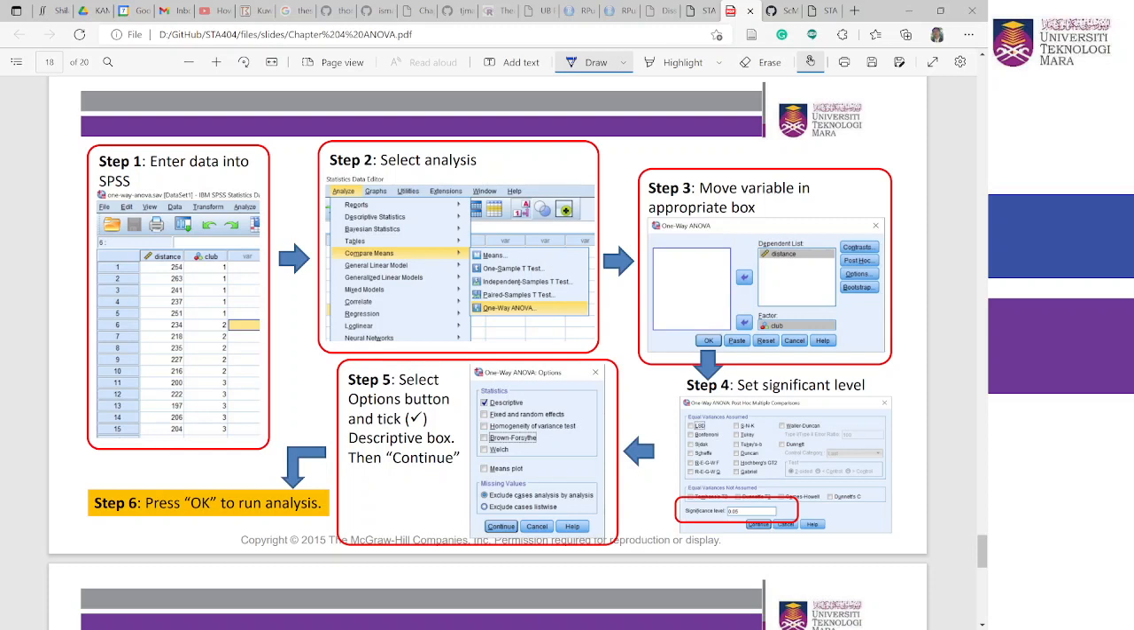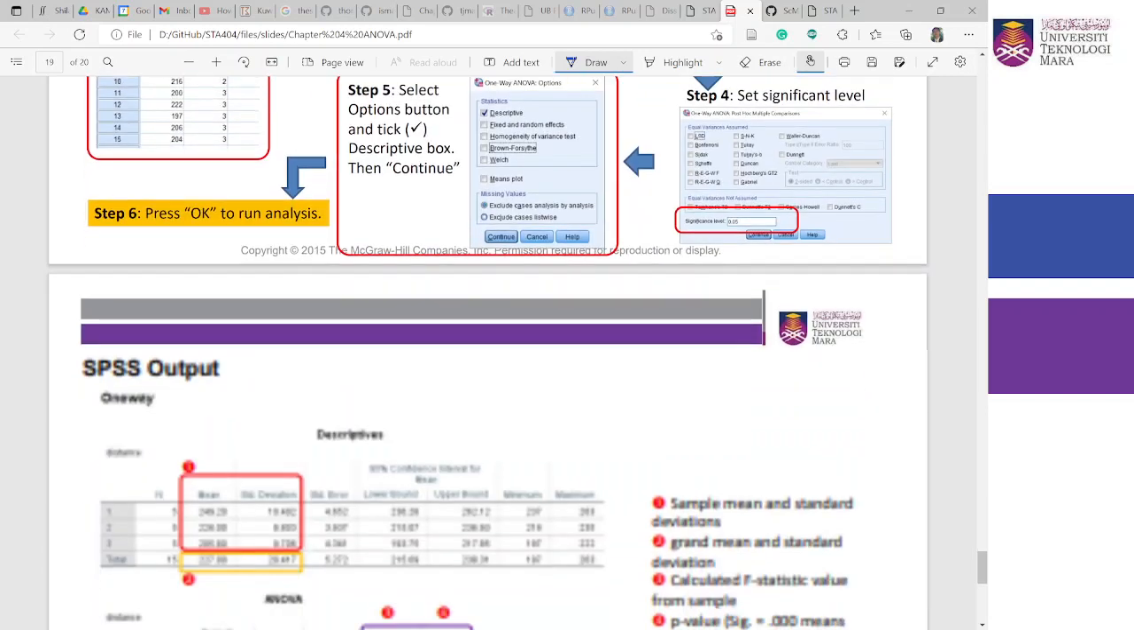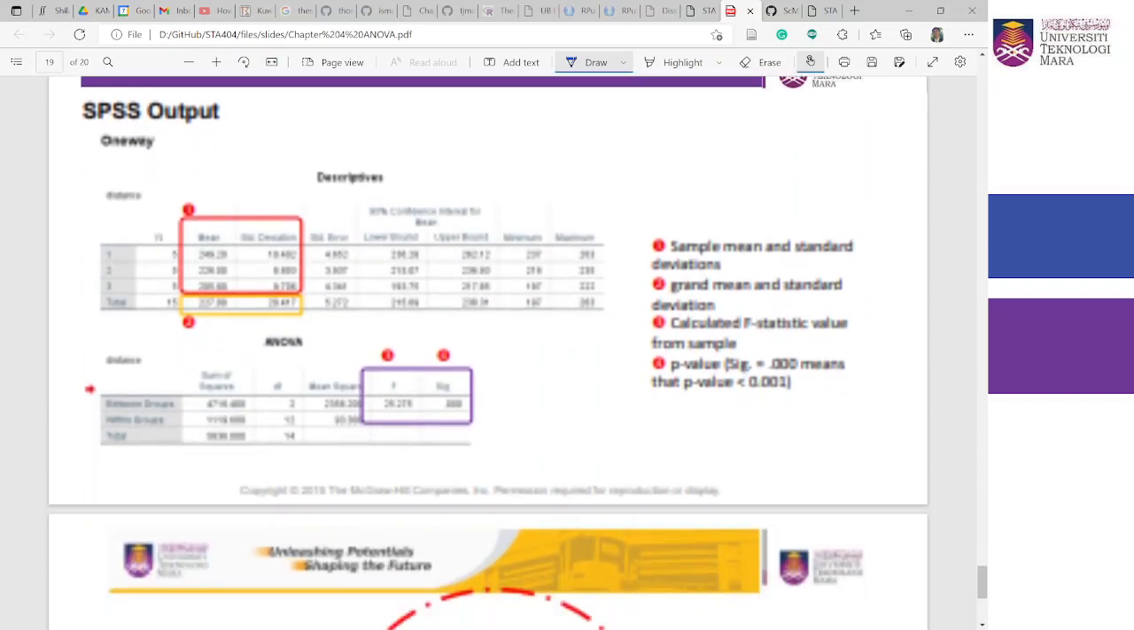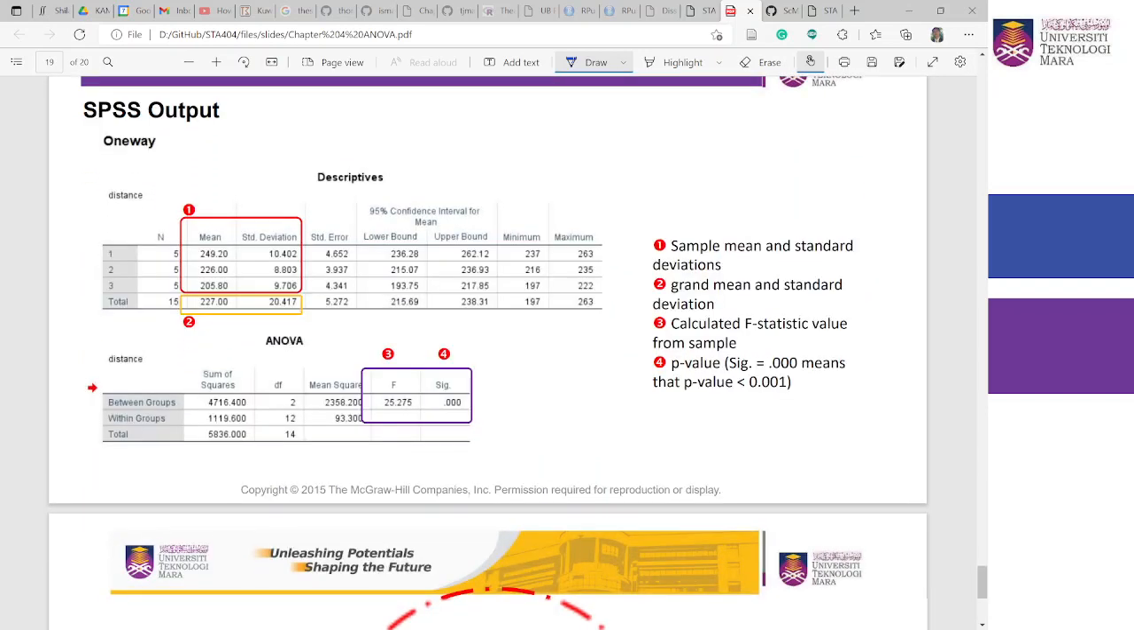Okay, and then for the one-way ANOVA option, make sure you choose the descriptive to give you the descriptive information that give you the mean and also the standard deviation for each of the groups. And then yang lain tu biarkanlah, and then click continue and then click OK to run the analysis. Okay, once you dah OK, you get this information. Okay, this is the output.